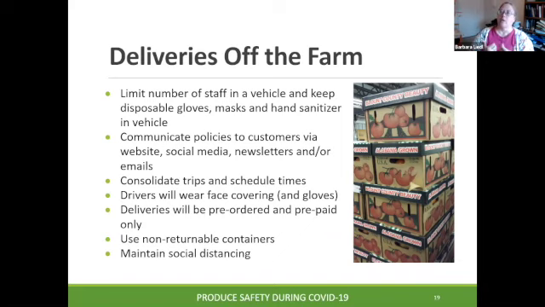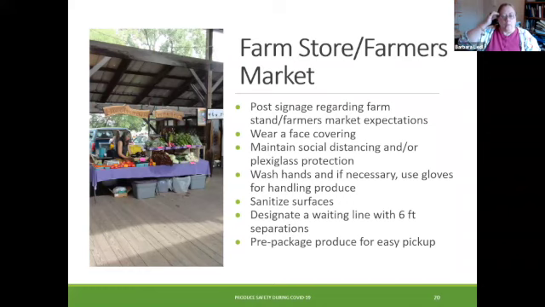So that adds a whole additional level of cleaning, sanitation, and disinfection on your farm. And again, maintain social distancing. For the farm store, if it's on your farm, farmer's market off, again, posting that signage, wearing the face covering so that you model what you want your visitors to your facility to do.